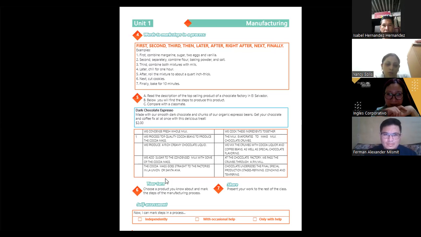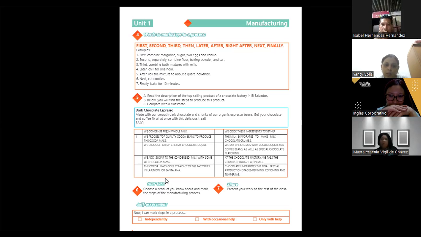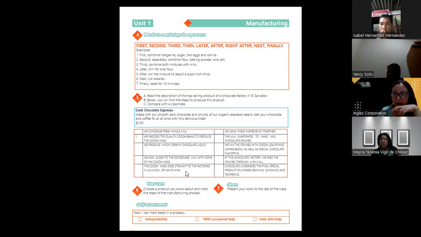¿A dónde más veo la palabra ya condensada, la leche? We add sugar to the condensed milk. Ok. Entonces le vamos buscando sentido. Number one, we process the quality. Number two, después de que la procesaron, se va para la Unión y Santa Ana. Luego vamos a hablar de que condensamos la leche fresca. Y luego nos dice, a la leche ya condensada, le agrego azúcar y le agrego la pasta de cacao. Right? That would be step number four.